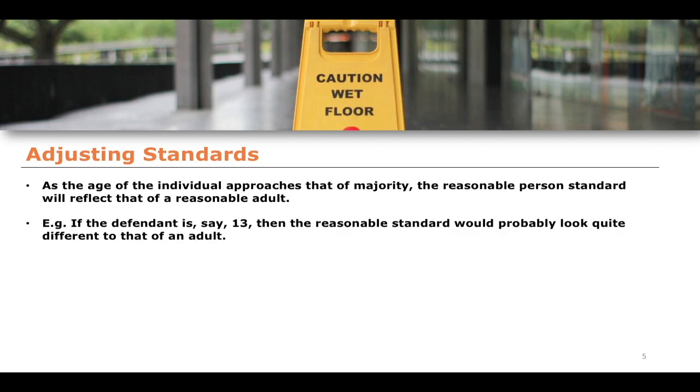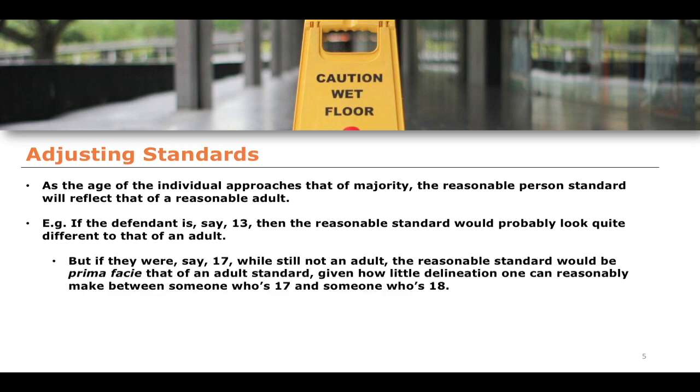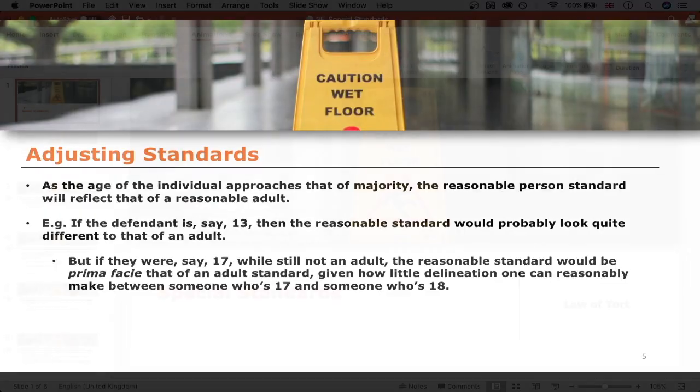So, like I said, when a defendant is, for example, 13, the reasonable standard would probably look quite different to that of an adult. But if they were 17, while they're still not an adult, the reasonable standard would probably on its face be that of an adult. It will look very similar to that of an adult, given the fact that there is very little delineation that one can reasonably make between a 17-year-old and an 18-year-old.